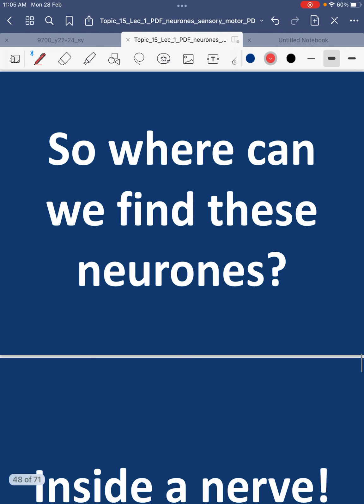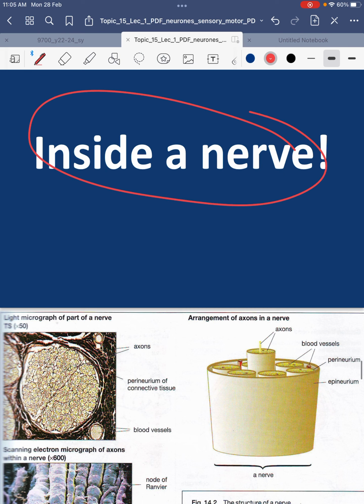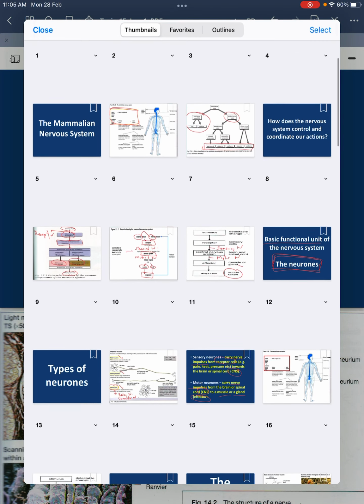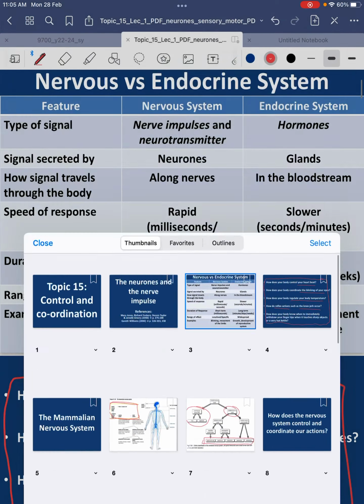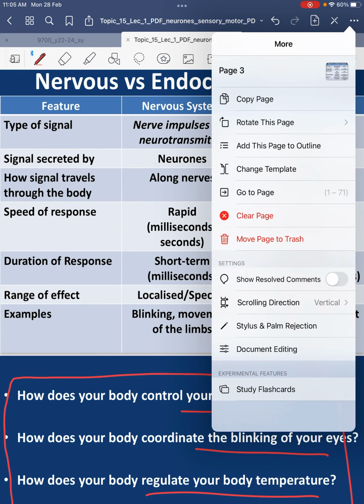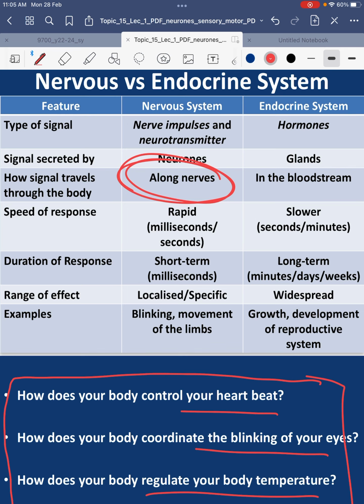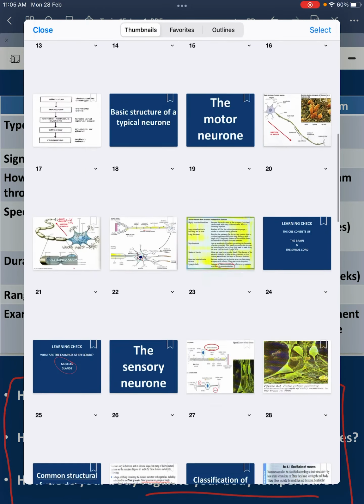So where can we find these neurons? So we have studied these motor neurons, sensory neuron. Where can we find them? We find them inside a nerve. Even when we look at the table just now, where do we find them? Along nerves. These motor neuron, sensory neuron, we find them inside nerves.